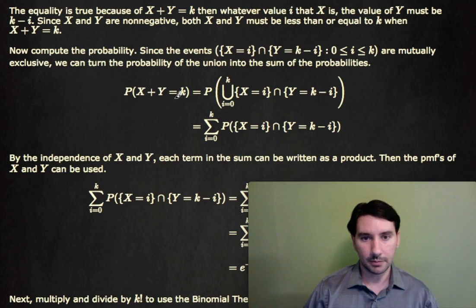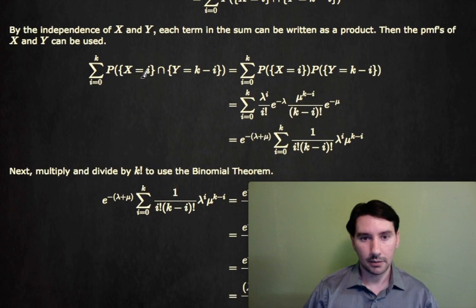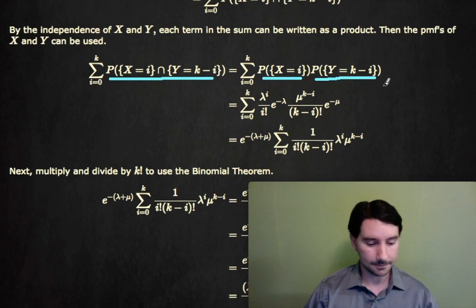And therefore, the probability that X plus Y equals k, which is the probability of this event, the union from i equals 0 to k that X equals i and Y equals k minus i, is a sum, since these are disjoint events, of the probabilities that X equals i and Y equals k minus i. Now we use independence again, so this is the sum of the probability that X equals i times the probability that Y equals k minus i.